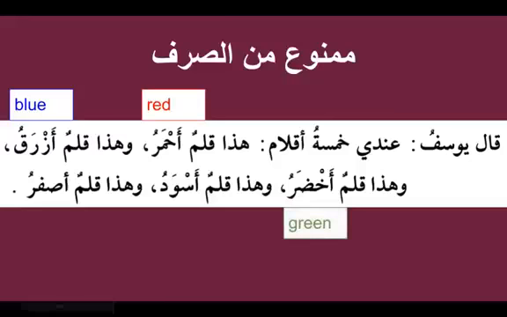Wahada qalamun azraqu. This is a blue pen. Wahada qalamun akhdaru. Say qalamun akhdaru. So double damma and single damma. So that's a combination. But this is a naat describing qalam. So we always translate naat first and then the man'ud. So this is a green pen. And wahada qalamun aswadu. This is a black pen. Wahada qalamun asfaru. This is a yellow pen.